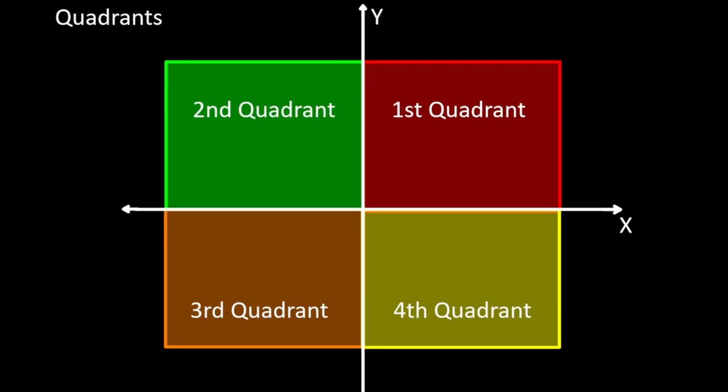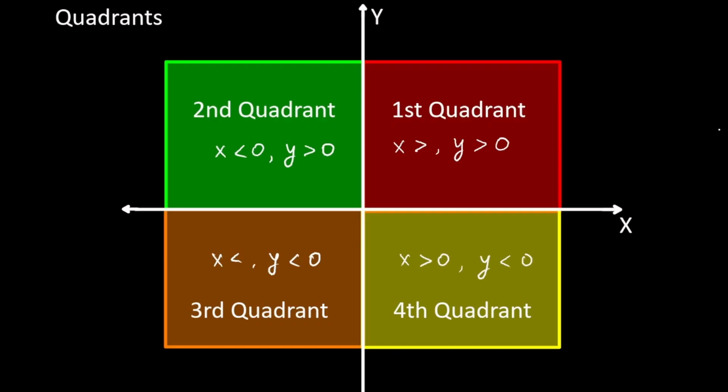What we have seen is that if we have any point in our first quadrant, x is going to be positive as well as y is going to be positive. If our point is in the second quadrant, then x is going to be negative and y is going to be positive. In our third quadrant, x and y are both going to be negative. In the fourth quadrant, x is going to be positive and y is going to be negative.